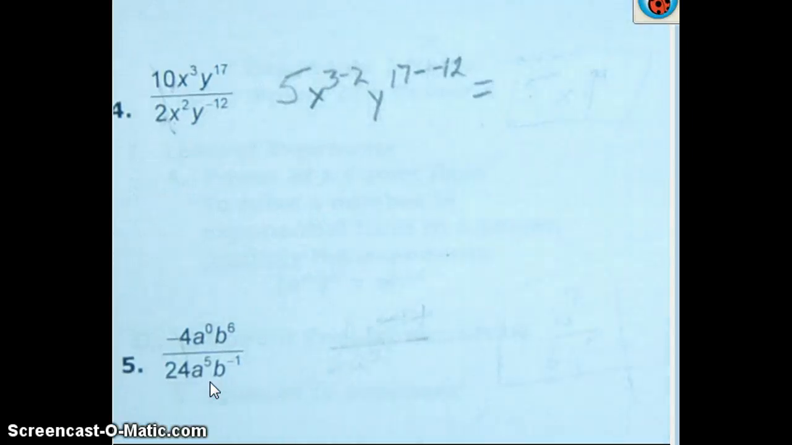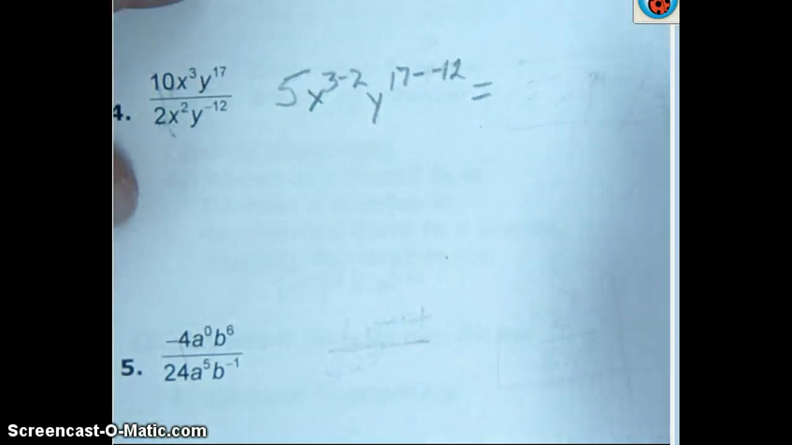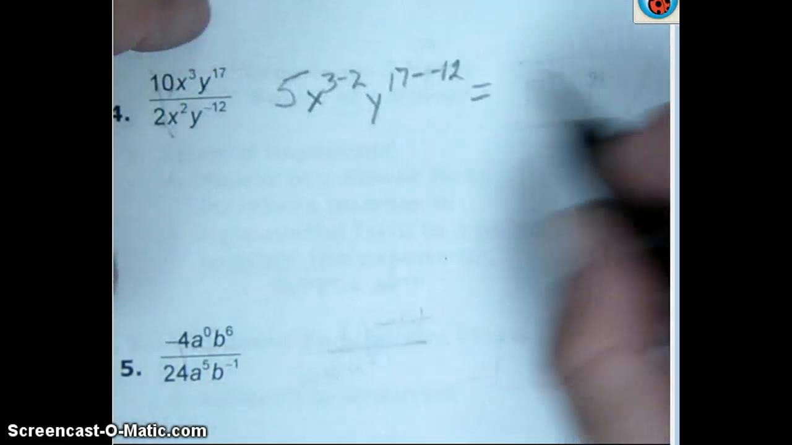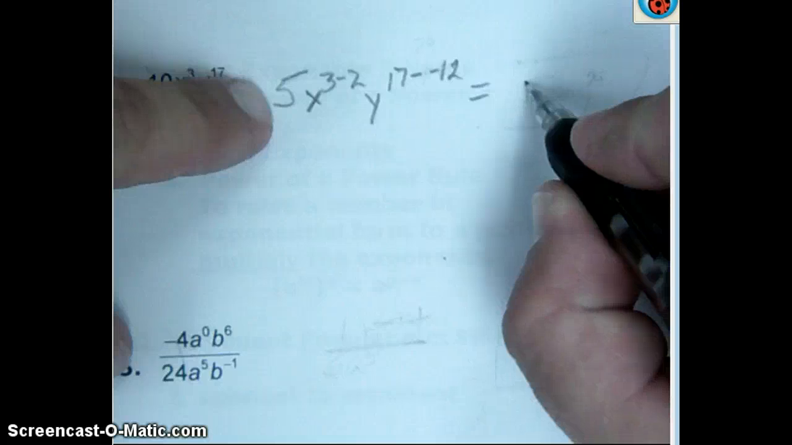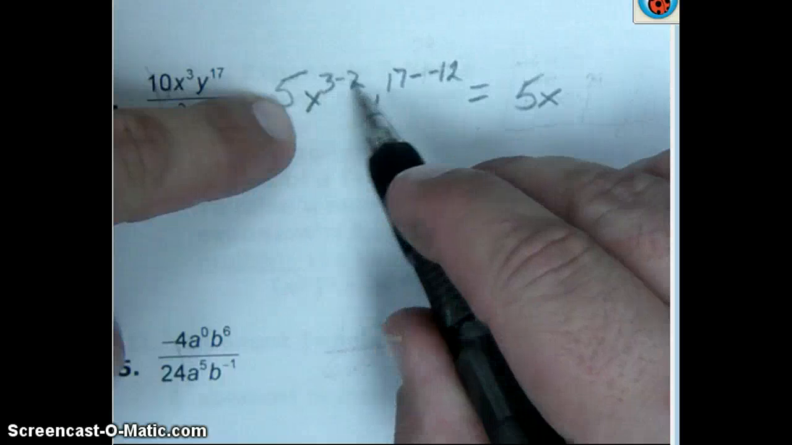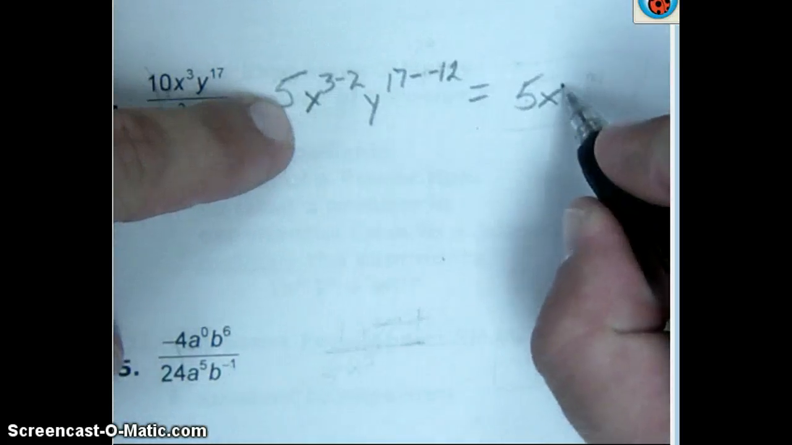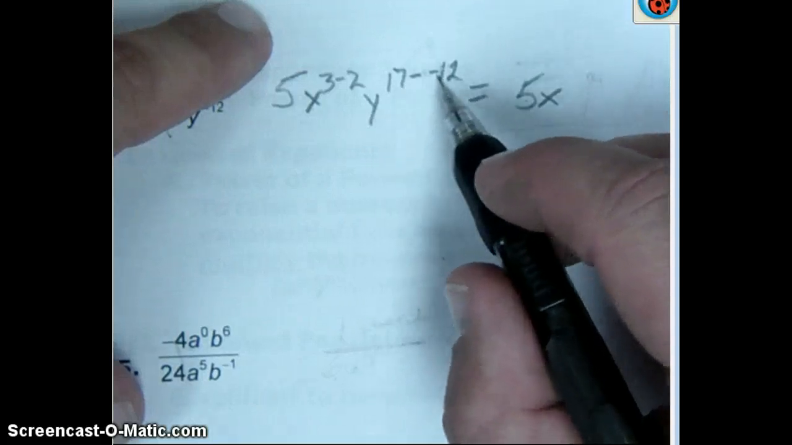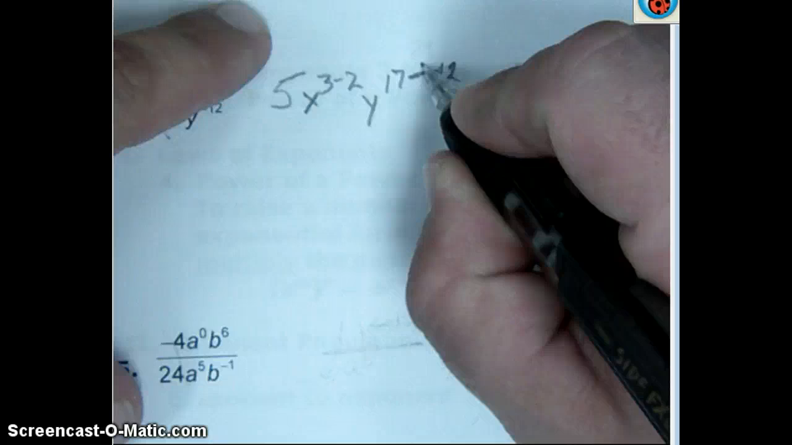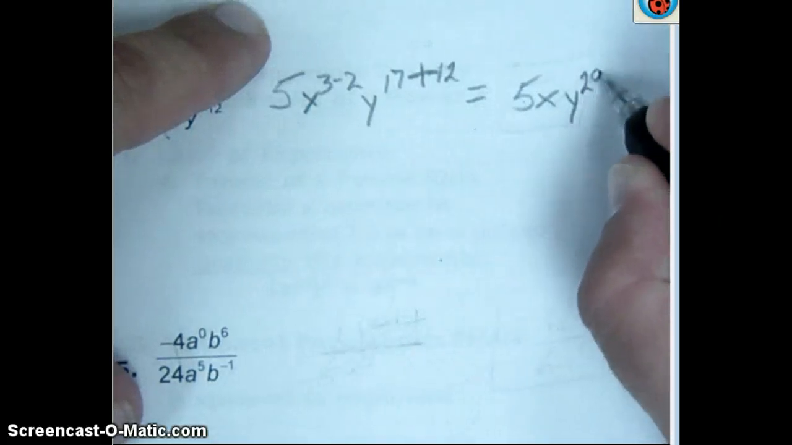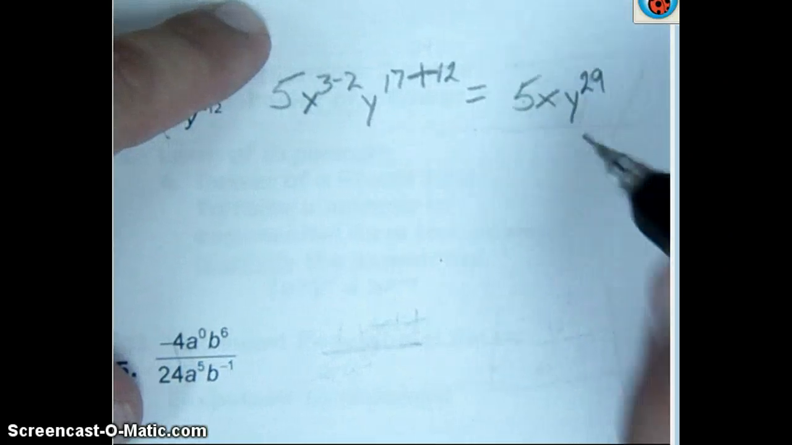Alright. And once you've got those, we work them out. Once we get to this point, we can finish up with our additions right here, or our subtractions. The 5 is going to stay there as the coefficient. Our new exponent for x is x to the 3 minus 2, which is just x to the 1 power. I don't need to write it. And then y to the 17 minus a negative 12, that's really plus. 17 plus 12 is y to the 29th power. It's okay to have some big exponents, no big deal.